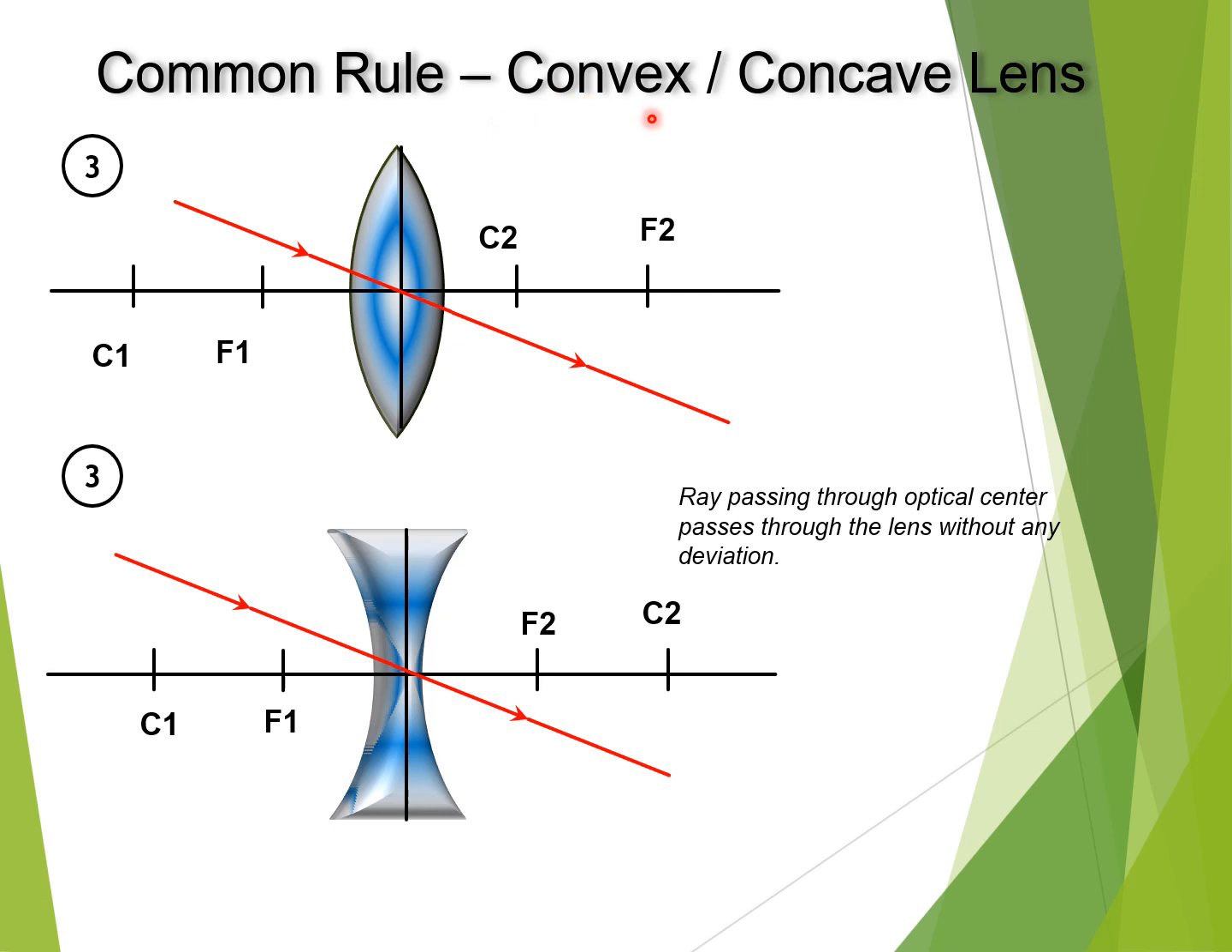And the common rule for convex lens and concave lens is that when a light ray passes through the optical center of a concave lens or convex lens, then it passes through the lens without any deviation. You can see it here, there is no deviation, as it is passing through the optical center of the lens. The lenses, of course, are made out of a different medium, but still, if the light ray is passing through the optical center, it will not deviate.